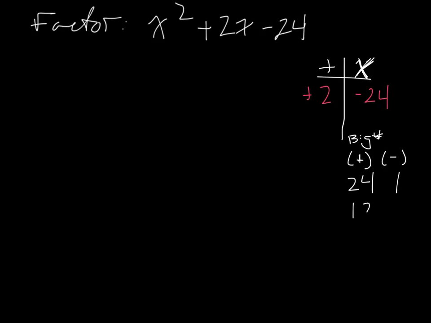So I know that I can have 24 and 1. I can have 12 and 2. I can have 8 and 3. And I can have 6 and 4. So now I write in my integer values.